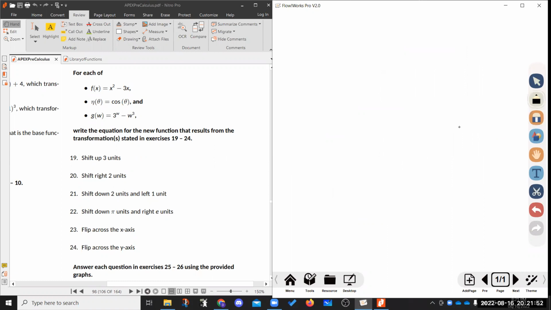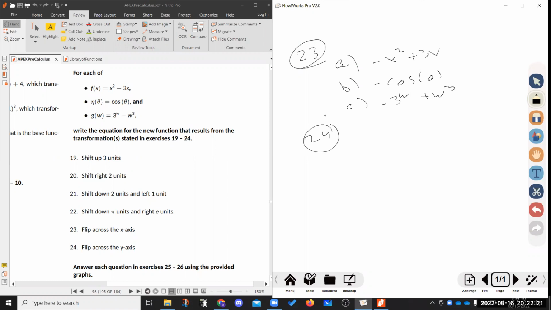Don't like the word flip here. It's not a mathematical word. I would use the word reflect, but let's reflect across the x-axis. To do that, we're going to change the sign of y. So we're going to multiply everything by -1. So this is going to be a negative x squared plus 3x. This is going to be a negative cosine of theta. And this is going to be a negative 3 to the w plus w cubed.